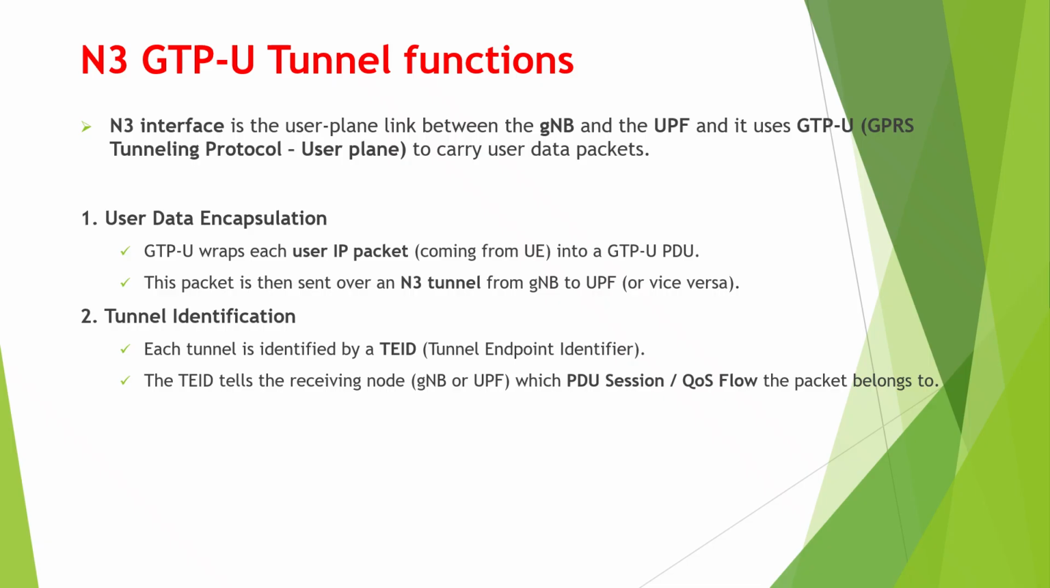The next one, the function of the GTP-U tunnel available in quality of service. It is the N3 interface user plane link between the gNodeB and the UPF, and it uses GTP-U tunneling to carry the user data packets. The major roles are user data encapsulation and tunnel identification. For user data encapsulation, it wraps each user IP packet into the GTP-U PDU. This packet is sent over the N3 tunnel from gNodeB to UPF.